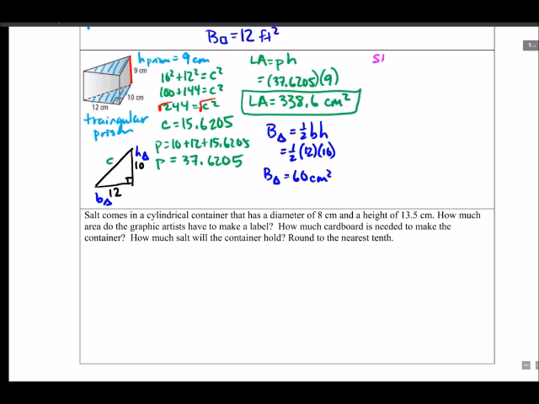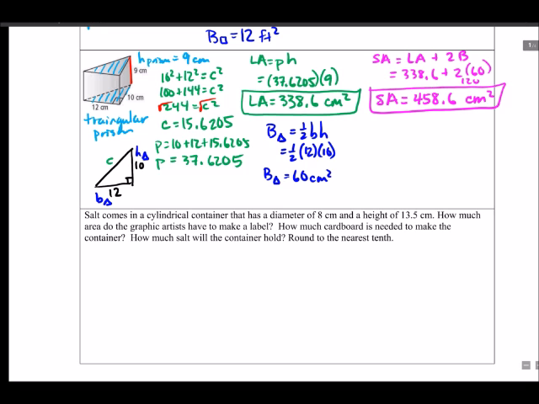Means I can easily find my surface area, which is lateral area plus 2 times the area of the base. That's 338.6 plus 2 times 60. 2 times 60 is 120. So my surface area is going to be 458.6 centimeters squared. That was fun.